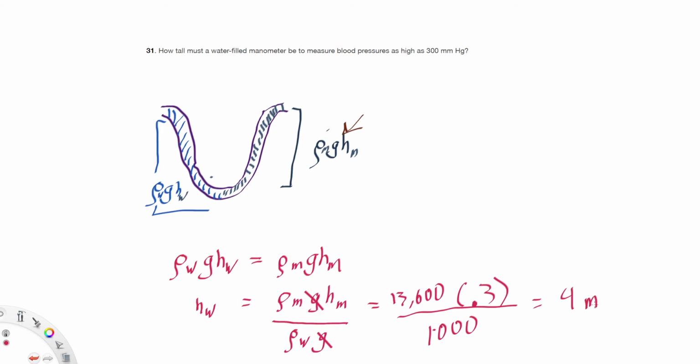So if you're not able to have a column of water at least 4 meters tall, then you are not able to generate the kind of pressure that 300 millimeters of mercury would produce. Questions or comments?